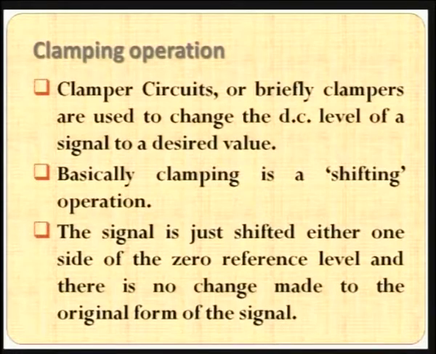With this property of the diode, how is the clamping operation done? Let us see what the clamping operation refers to. Clamper circuits, or briefly clampers, are used to change the DC level of a signal to a desired value. Basically, clamping is a shifting operation. The signal is just shifted to either side of the zero reference level, and there is no change made to the original form of the signal.